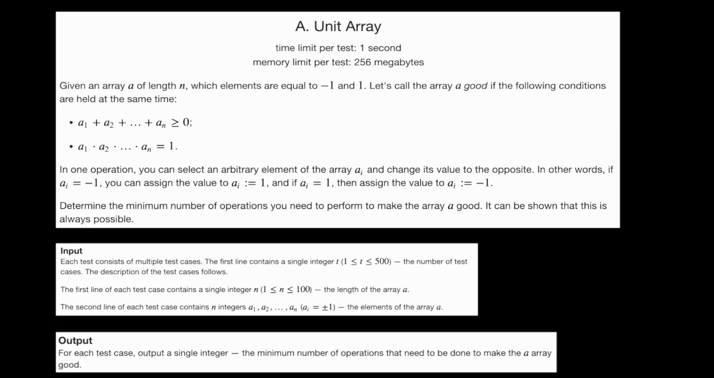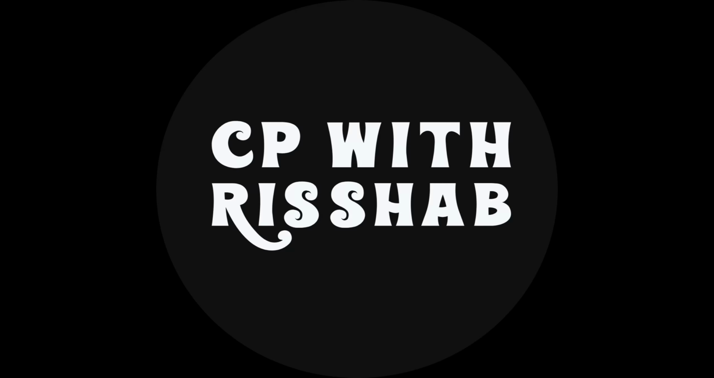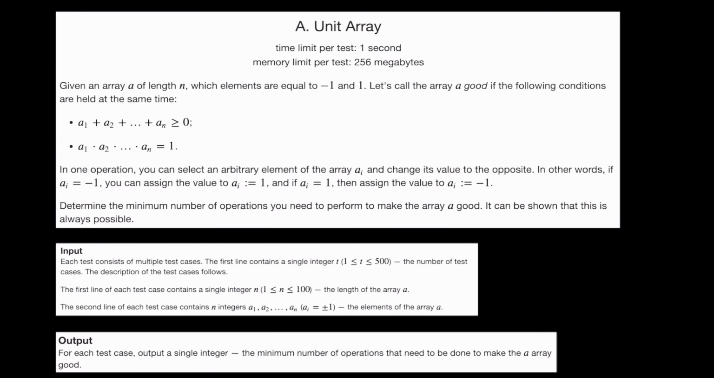So today we are going to discuss the 19th problem in the TLE Eliminator CP sheet, 800 rated problems. The problem name is Unit Array. So let's start. Let's read the problem statement first.